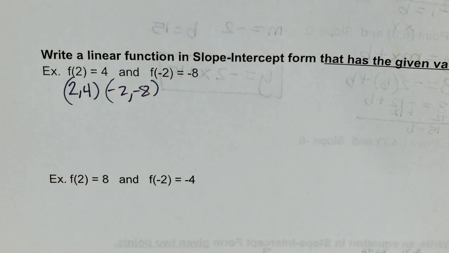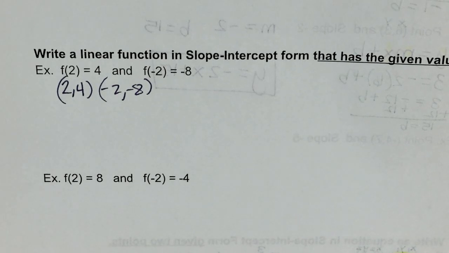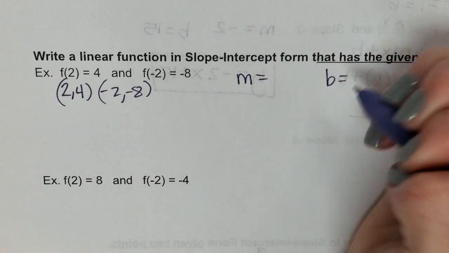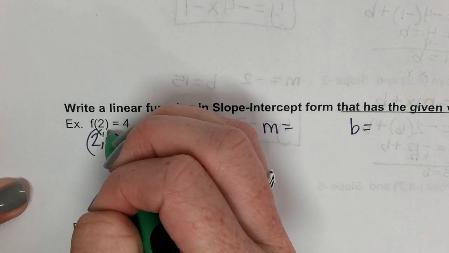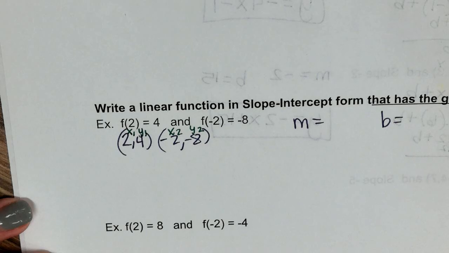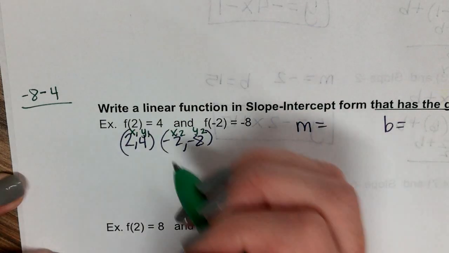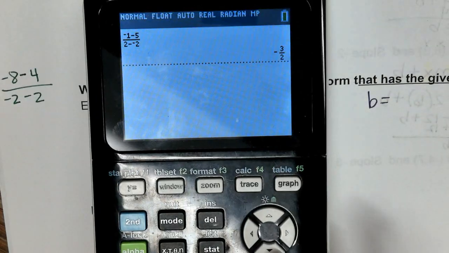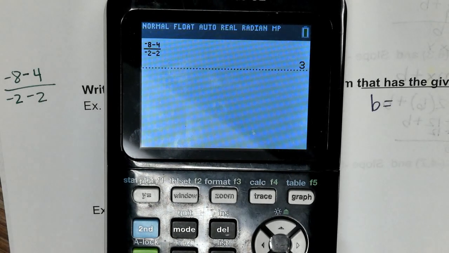Y'all are good, right? We've already done all this. Okay, so this is all kind of review. Did they give me the m or the b? No. So I'm going to have to solve for both the m and the b. I'm going to solve for the m first by labeling. This is going to be x1, y1, x2, y2. So I have negative 8 minus 4 over negative 2 minus 2, which is positive 3.